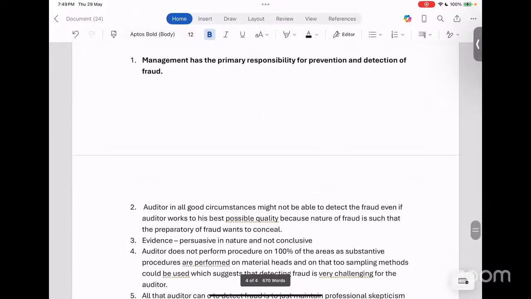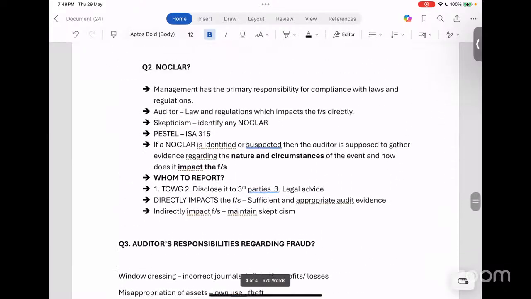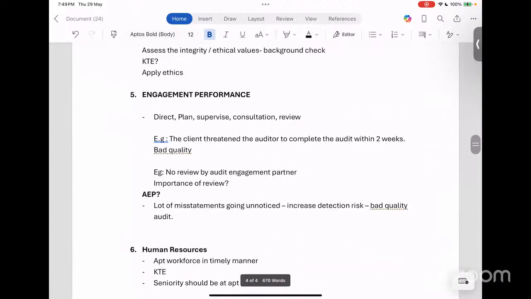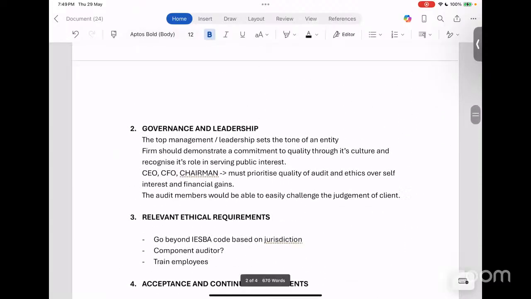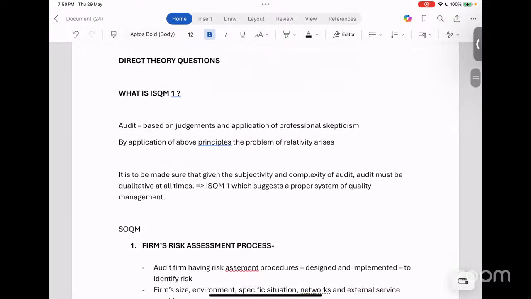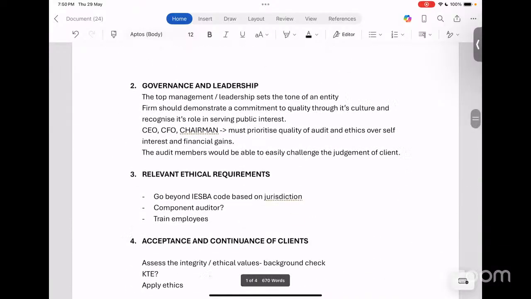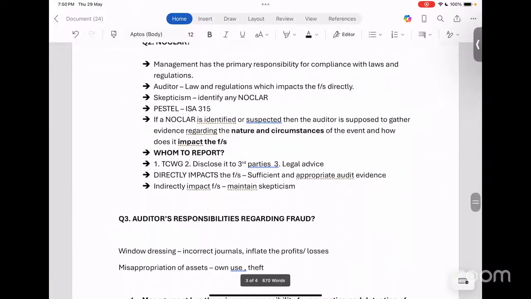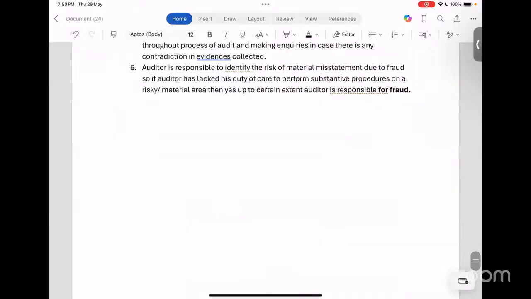So these are the direct theory questions on fraud, then NOCLAR, and then ISQM 1, which are given as chapters in your syllabus. But I am again covering the gist of it, that if you get a direct theory question on it, what you can write. Now, on that note, let's understand, as we said, the auditor might be liable for certain things. How can the auditor limit his liability?